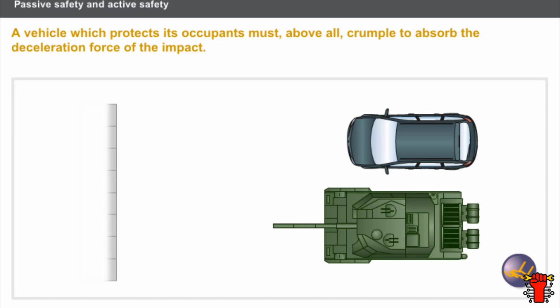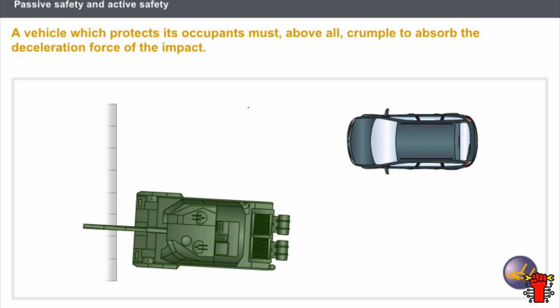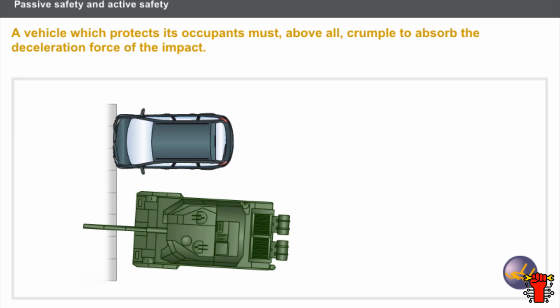A vehicle which protects its occupants must, above all, crumple to absorb the deceleration force of the impact. During an impact against a concrete wall, a tank does not crumple, but its occupants receive a fatal deceleration force. The occupants of a modern vehicle subjected to the same type of impact have a much greater chance of survival, as the front section of the vehicle is designed to absorb the deceleration force.